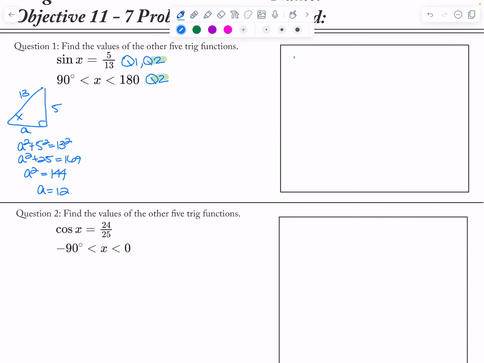And I want the other 5 trig functions. I'm in quadrant 2, so sine will be positive. So sine is already there. Just kidding, I don't need it. Okay, so then I need cos.